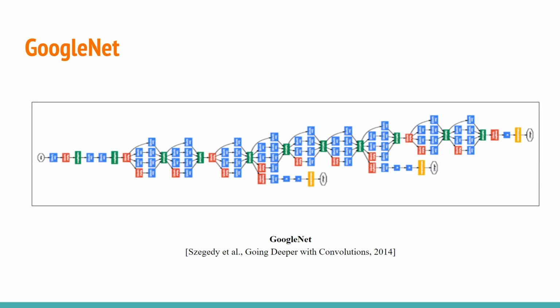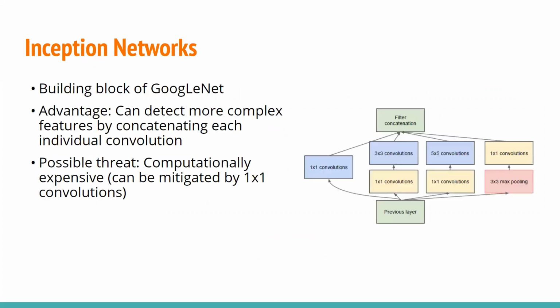You can see that there are some repeating units, some repeating networks inside this thing. These are called inception modules, and these are what make GoogleNet very special. Let's take a look at one such module. Now this is an example of an inception module.